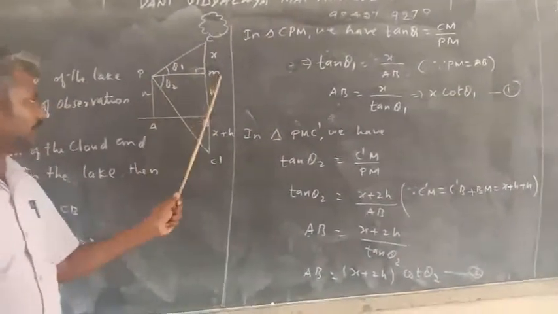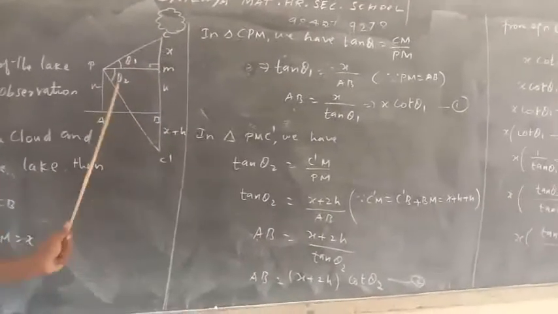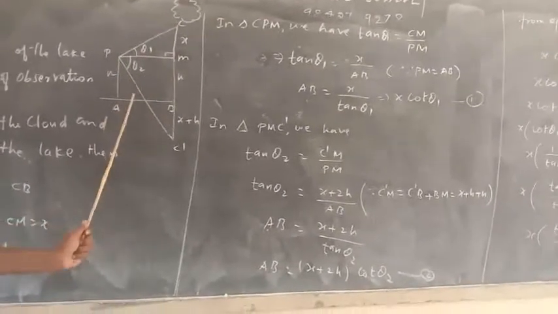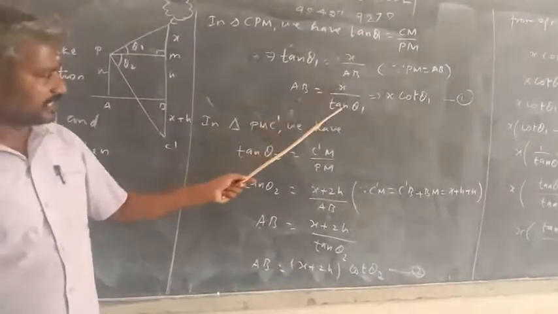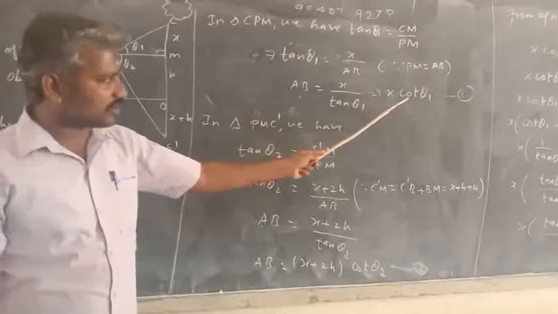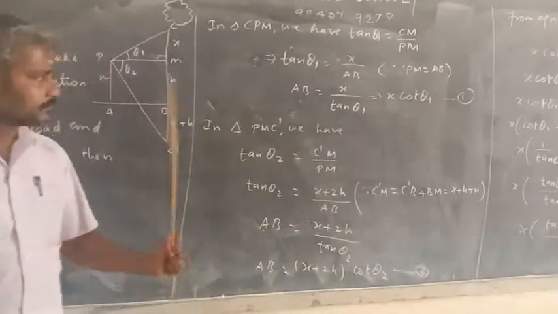PM and AB are both equal; this is a square, and square means opposite sides are equal. So AB equals X by tan theta 1, which equals X cot theta 1. This is equation number 1.